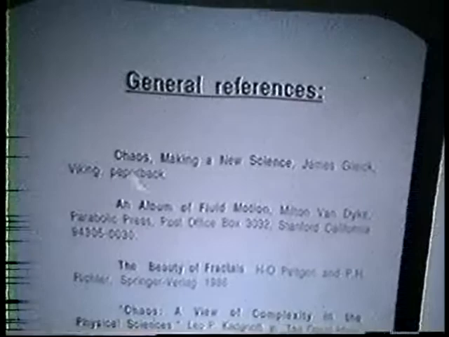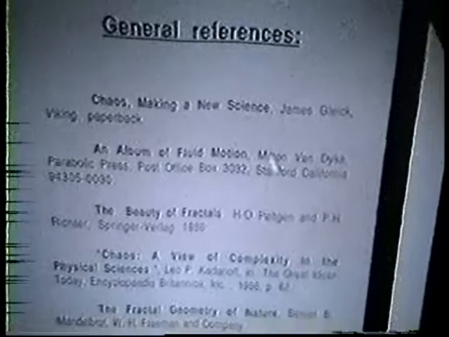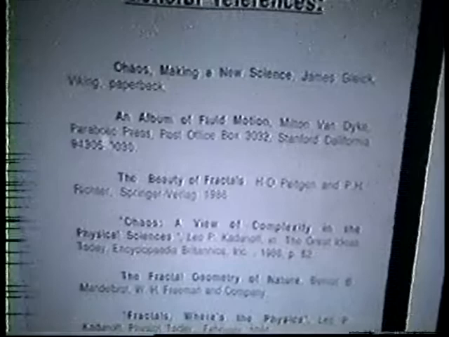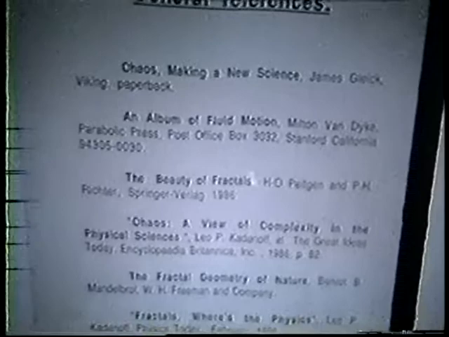which has some of the same topics that I am going to be covering or have covered. James Gleick wrote a beautiful book, now in paperback, called Chaos: Making a New Science. It's correct on the science and lots of fun on the people involved. Milton Van Dyke published in his own basement, this is not the Cambridge University Press, this is his basement, a beautiful book called An Album of Fluid Motion, where for $10 or $20 you can see great pictures of fluid in motion.